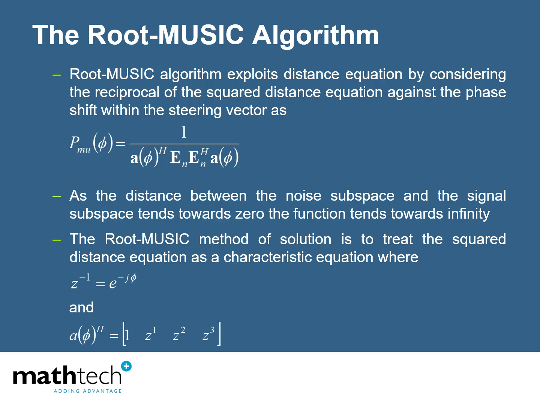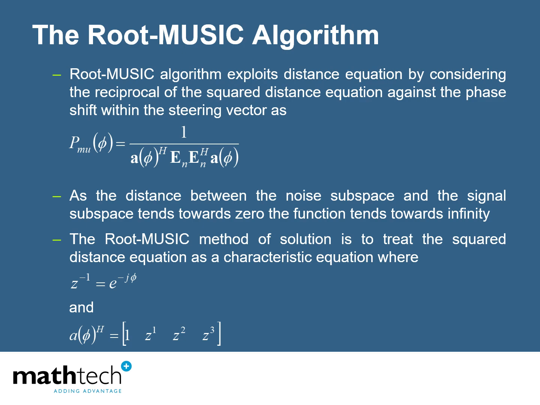The root MUSIC algorithm exploits the squared distance equation by considering its reciprocal, given here by the function P_MU of phi. As the distance between the noise subspace and the signal subspace tends towards 0, the P_MU of phi function tends towards infinity. The root MUSIC algorithm finds the poles of the P_MU of phi function. This is equivalent to finding the zeros of the distance squared equation.